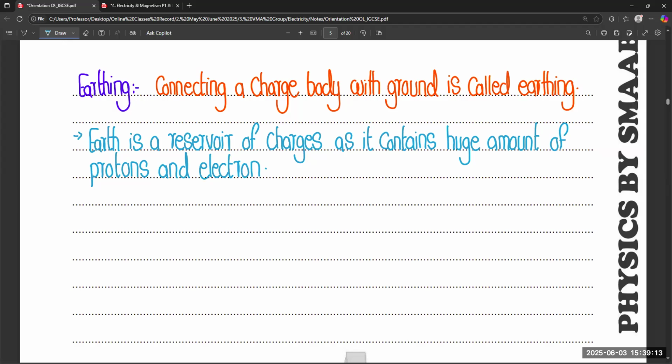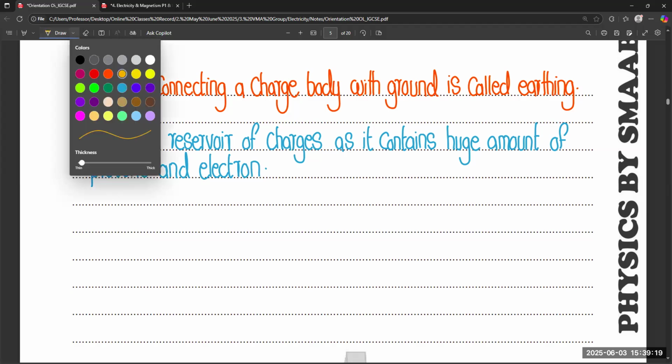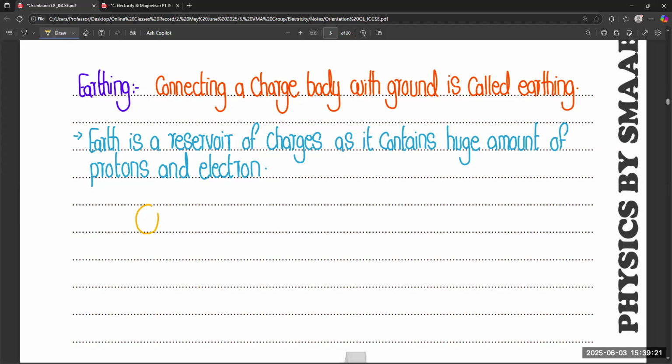And for example, if we consider one body that contains a positive charge, so this is a positive charge, and we connect a wire with the ground. So this is one example. In this example, the body is positively charged. And we know that a positive charge cannot travel or be transferred from one body to another. So this body is positively charged.